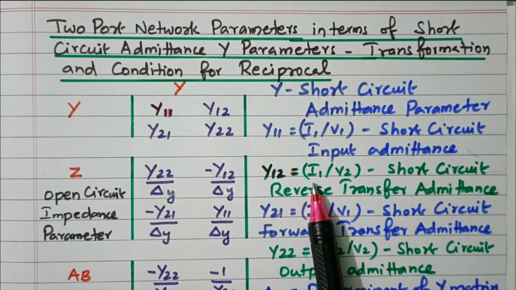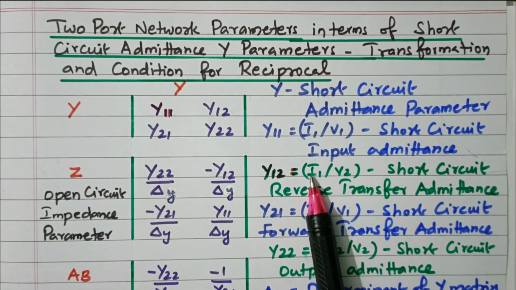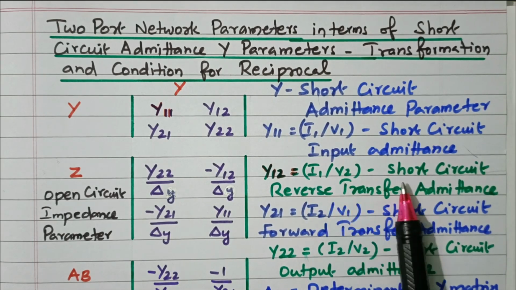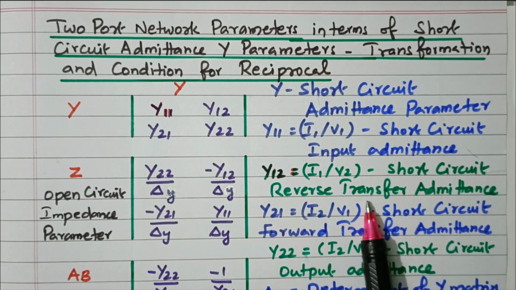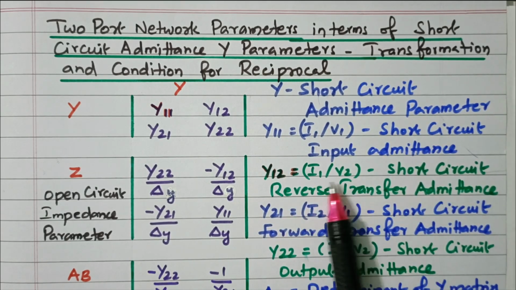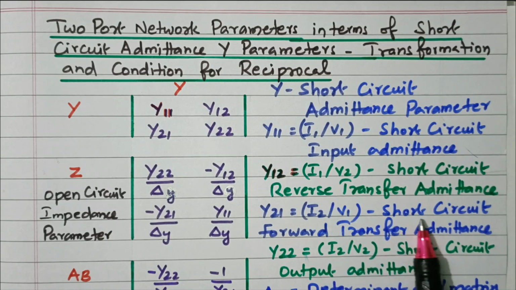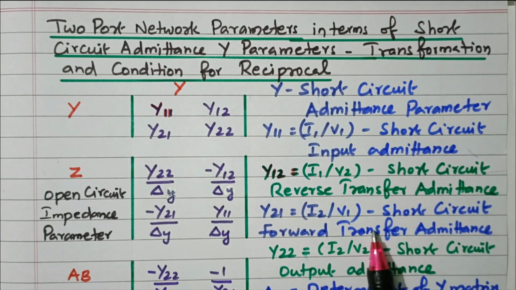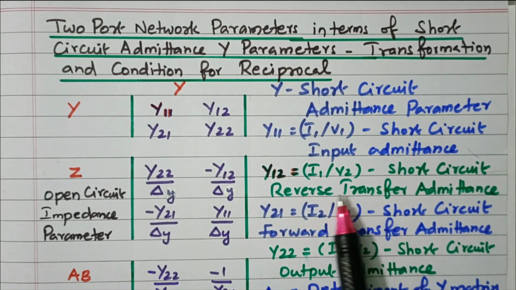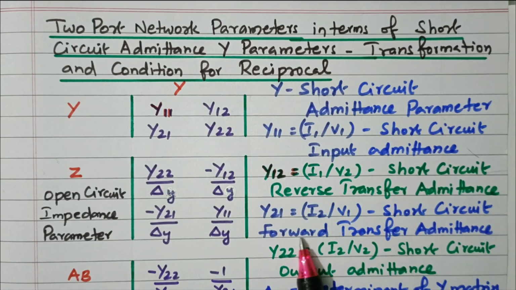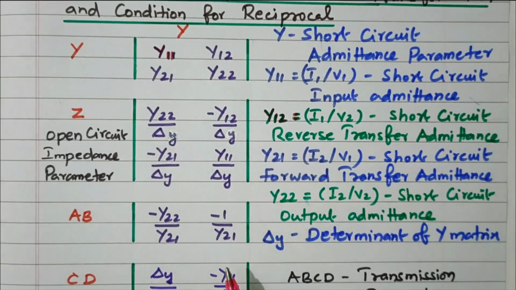Then Y12 is I1 by V2. See here both input current and output voltage are involved. So that is short circuit reverse transfer admittance, because input and output together is called a transfer admittance. Y21 is I2 by V1. So the output port current and input port voltage are there. So that is short circuit forward transfer admittance. Earlier was reverse transfer admittance, this one is forward transfer admittance.